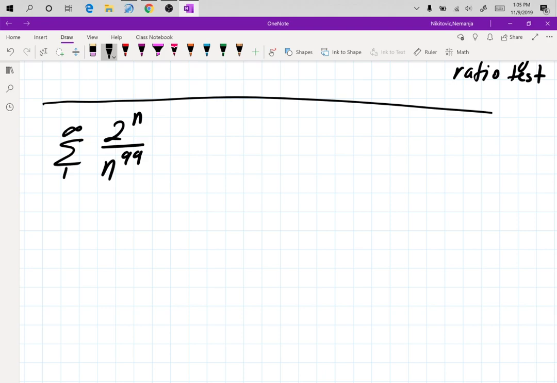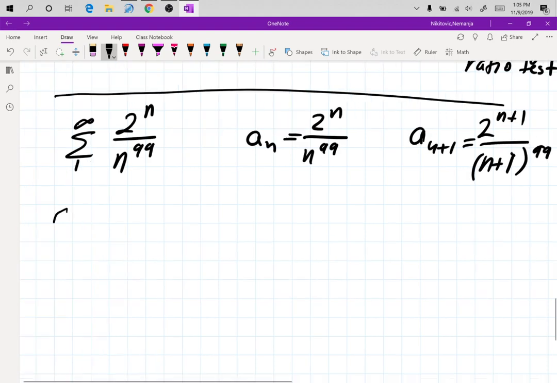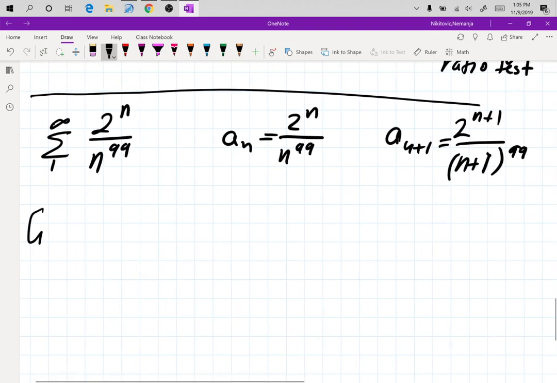So this is another one of those quick problems, and then the next one we're gonna open the gates of hell. We have our a_n to be 2 to the n over n to the 99, and then a_(n+1) is 2 to the n plus 1 over (n plus 1) to the 99. So we set this up as the limit, really.